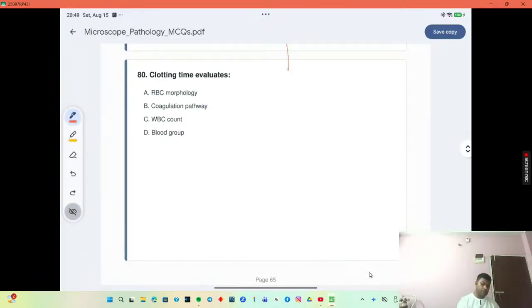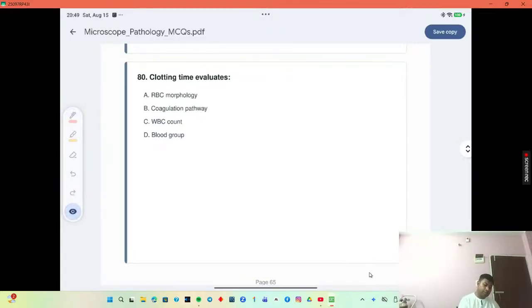Now, what does clotting time evaluate? Clotting time evaluates the coagulation pathway. Okay, so what does clotting time evaluate? Clotting time evaluates the coagulation pathway. I think these questions are very much clear to you.